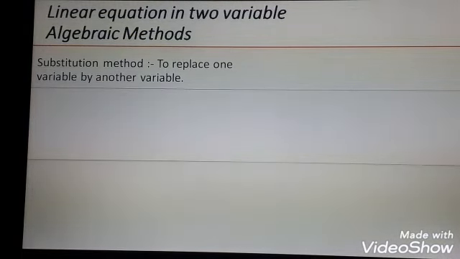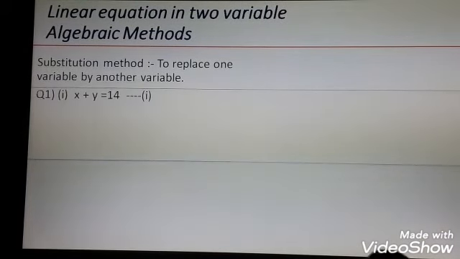As you have seen in sports also, when a player gets injured, he or she is replaced by another player, by a substitute. So similarly here you will be provided with two equations in two variables, and from there you have to replace the variables. So let's take one or two examples to understand the method.